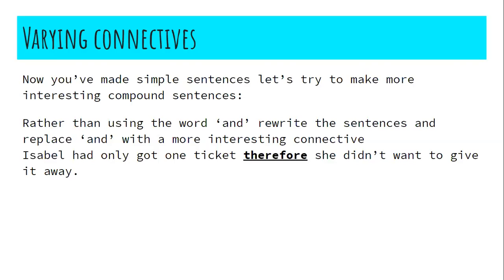So those ones have used and, but, or so, but I think we can do better with our connectives than that. So Isabel had only got 1 ticket, therefore she didn't want to give it away. So that underlined therefore is being used to replace the word and, to use a higher level of vocabulary, a better connective to improve the sentence. So have a go now on your paper, scrap paper if you had some from the start where you did the keywords, and please rewrite those sentences with improved connectives. Make them compound again, but use better connectives. Pause me now to have a go at that.